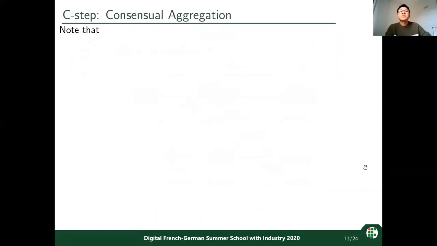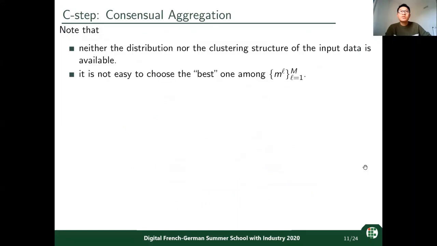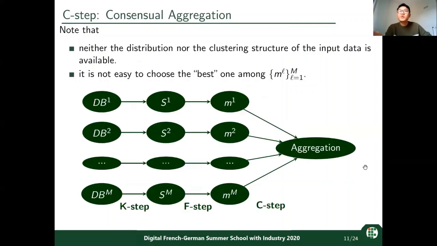And at this step, we should note that neither the distribution of the input data nor the clustering structure is available. We don't know them in almost every problem. So it's not easy to choose the best one among them. We don't know which Bregman divergence provides the best clustering structure of our input data. That is why we propose to combine them in the C step, with what we call the consensual aggregation method.